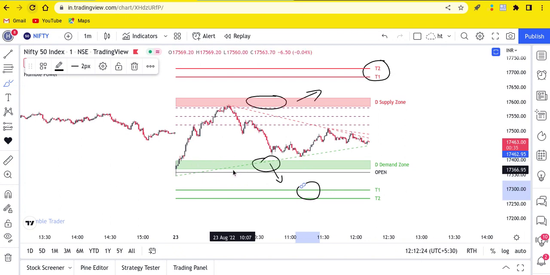Your stop loss in those cases will be above the supply zone on breakdown cases and below the demand zone on breakout cases, right?